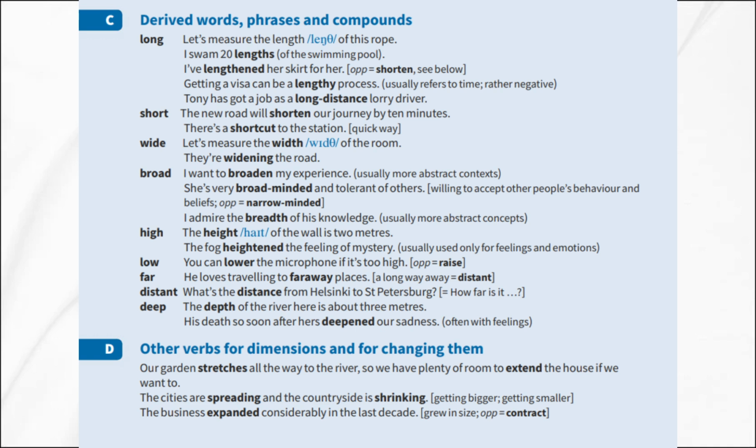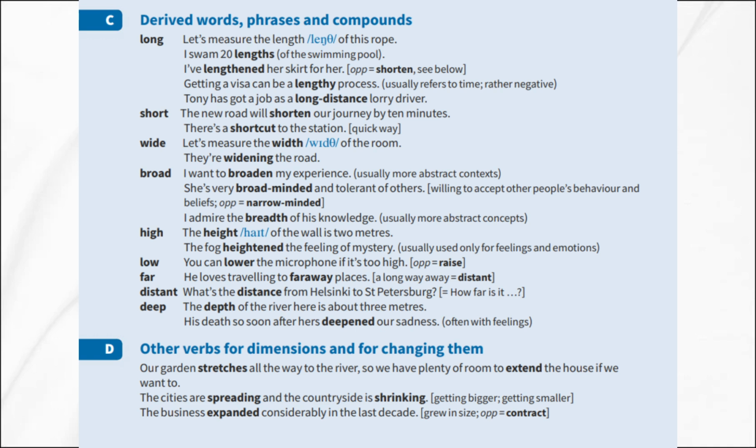The verb is lengthen. For example, I have lengthened her skirt for her. The opposite is shorten. The adjective lengthy means long, usually referring to time, and it is rather negative. For example, getting a visa can be a lengthy process. And we have the compound long distance. For example, Tony has got a job as a long-distance lorry driver. From short, we have the verb shorten. For example, the new road will shorten our journey by 10 minutes. And the compound shortcut. For example, there is a shortcut to the station, meaning a quick way.